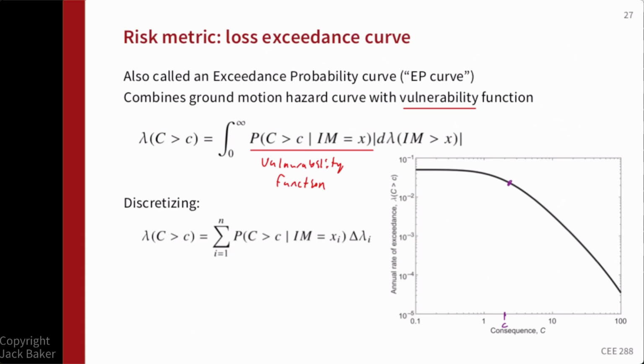Okay, and then over on the right, we've got that same derivative of the ground motion hazard curve and the same discretized form. So the difference here is, instead of a probability of failure, we've got a probability of consequence exceedance. But those are still going to be probabilities, so numerically the calculation is going to go very similarly.